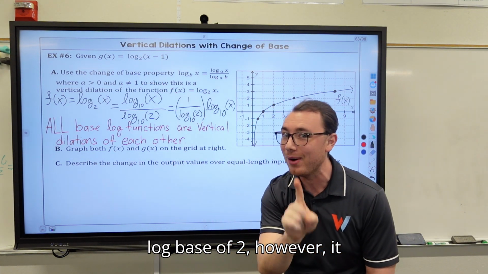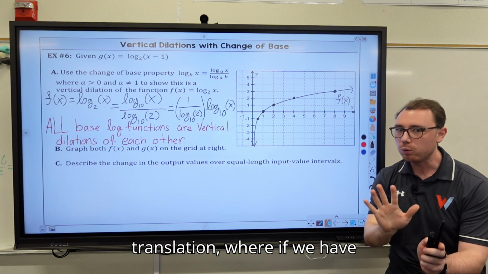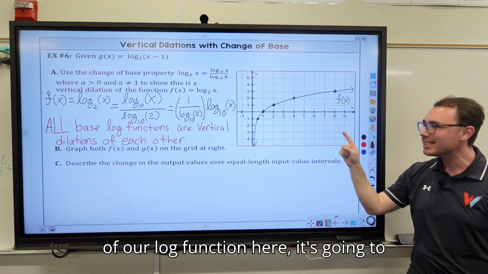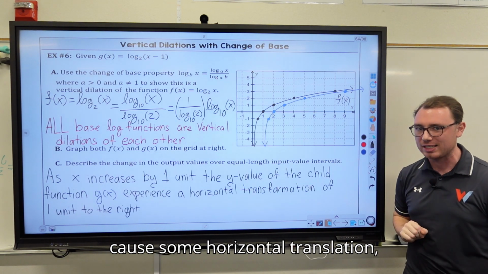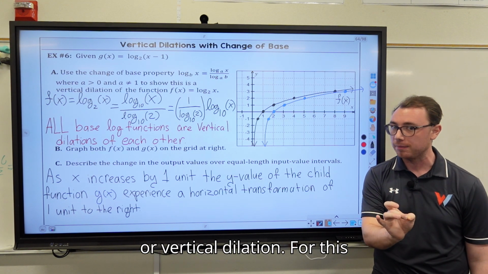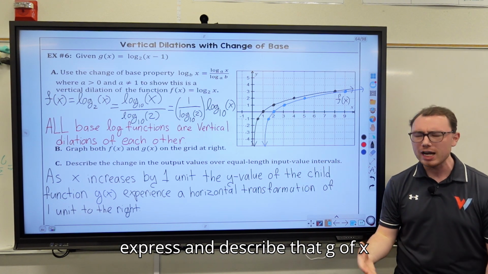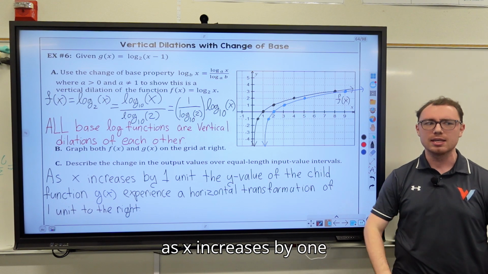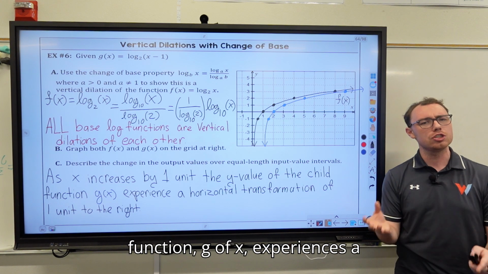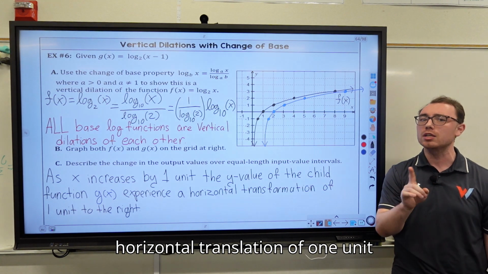We can showcase this with g of x, where g of x here has that log base 2. However, it also has a horizontal translation, where if we have anything affecting the inside of our log function here, it's going to cause some horizontal translation, not a vertical translation or vertical dilation. For this function here, we're just moving that function over to the side, and we can describe that g of x as x increases by 1 unit, the y value of the child function g of x experiences a horizontal translation of 1 unit to the right.